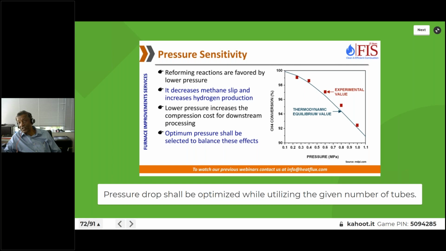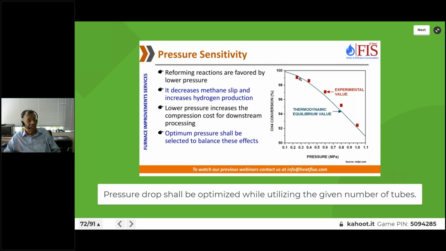So the reforming reaction is favored by low pressure because the volume of the gases being produced increases. So lower pressure is better, but because of the processes we are using, like the ammonia loop or methanol loop, the industry still prefers high pressure reforming because they feel the compression cost of natural gas is much lower than the compression cost of the syngas, which is much higher in volume. So that kind of makes a difference.